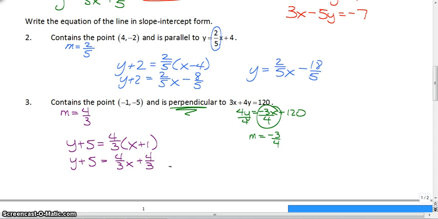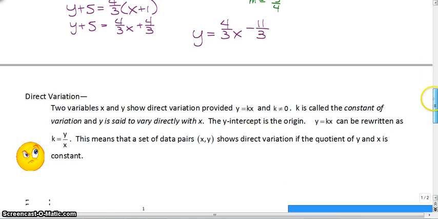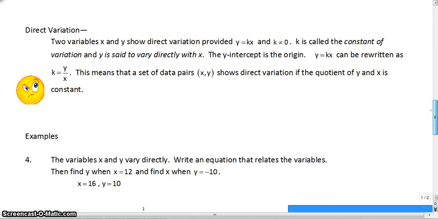And then we're just going to subtract 5 from both sides, and that's going to give us y is equal to 4/3 x minus 11/3. And you are done. Okay, so that's forms of linear equations and being able to work from slope-intercept to point slope and standard form. Another topic of equations is direct variation.